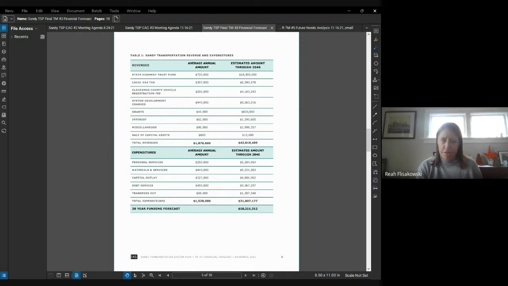I don't know, Seth, if you can. Oh, Seth said he can't talk. But I guess to be somewhat conservative, I think putting the 18 million in here is a safe bet, because I would guess that the state will find a way to continue to fund transportation.